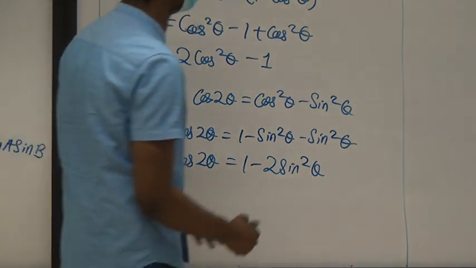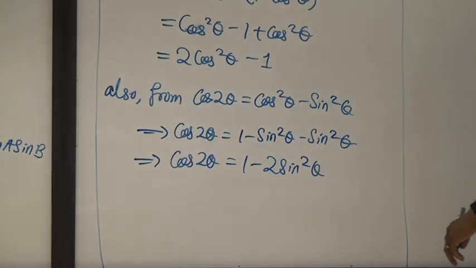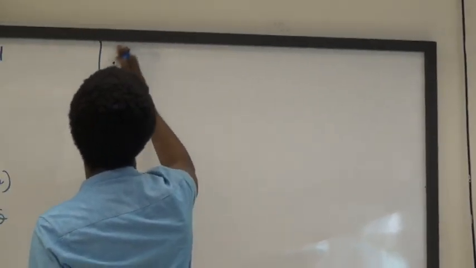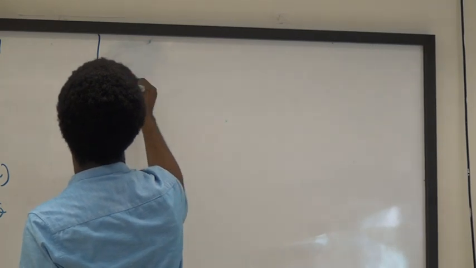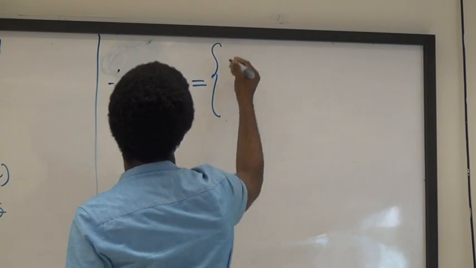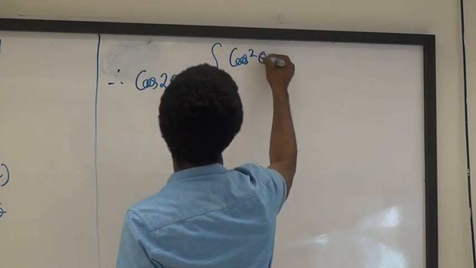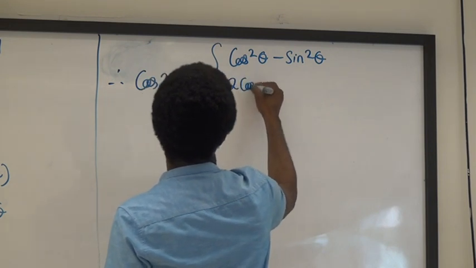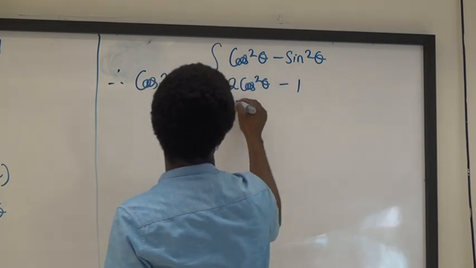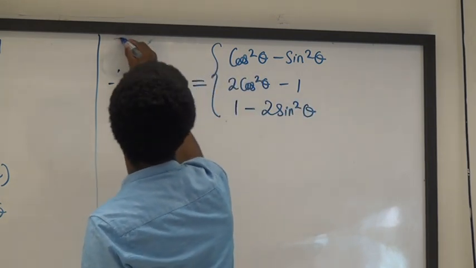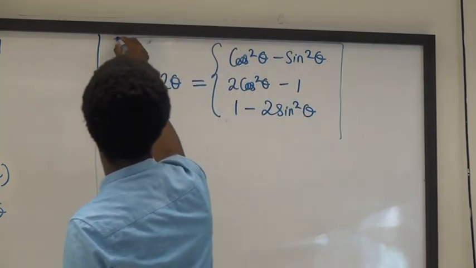So I'm going to put this in summary. So while sine is this, therefore, cos 2 theta is equal to cos squared theta minus sine squared theta, 2 cos squared theta minus 1, and 1 minus 2 sine squared theta. So this is the double angle for cosine.